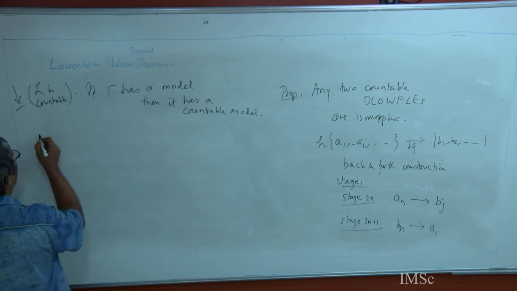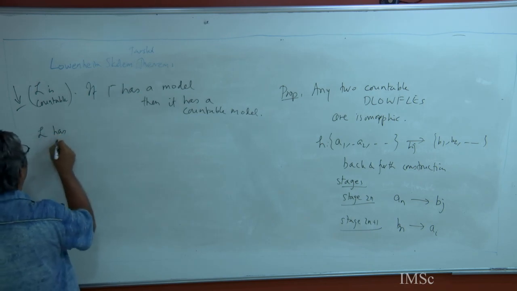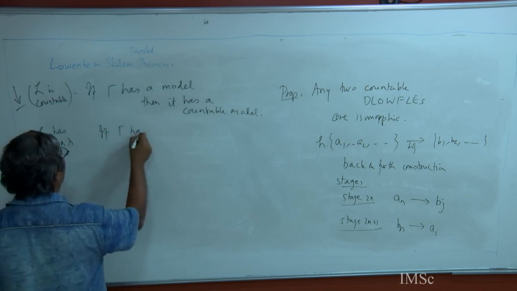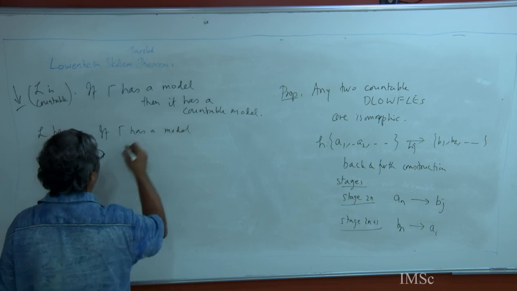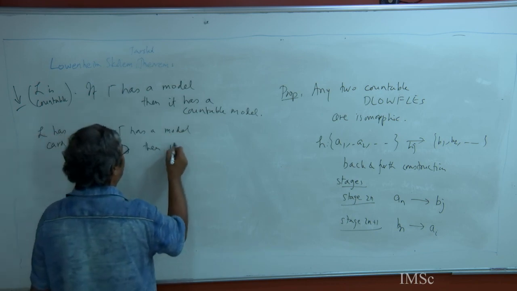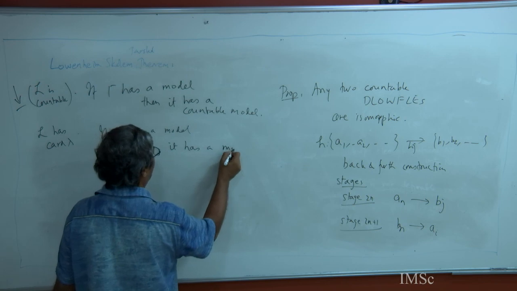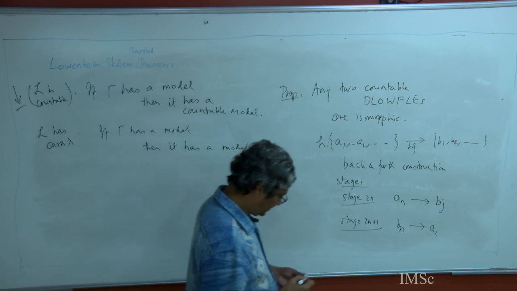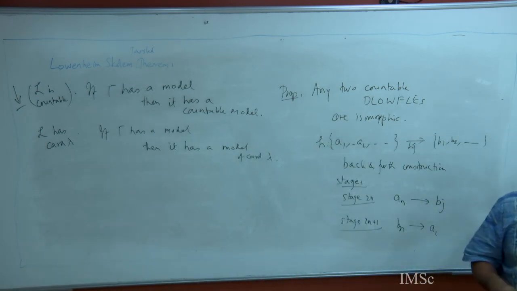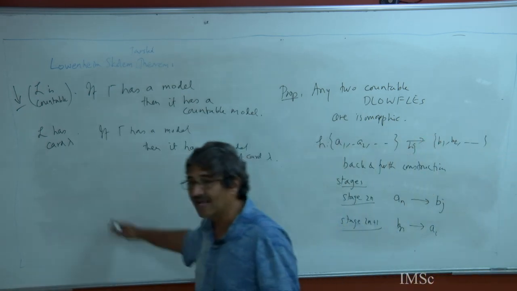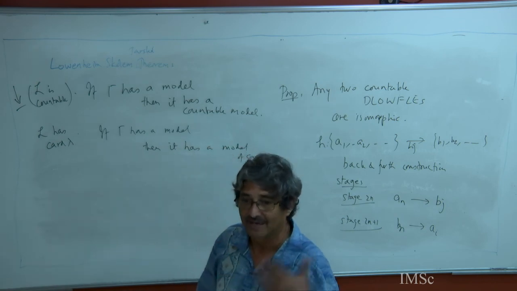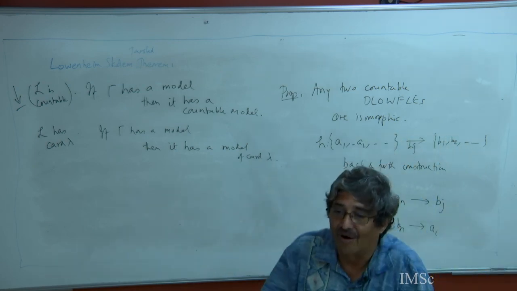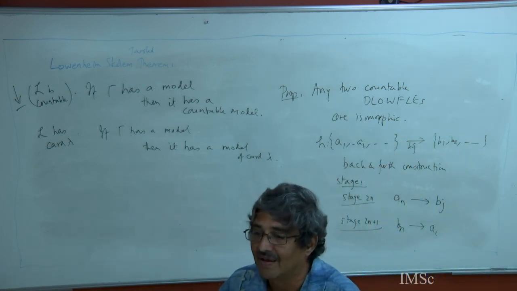If in general L has cardinality lambda, now you can strengthen this to: if gamma, a set of L formulas, has a model, then... If you happen to have a language whose cardinality was lambda, not just countable, but arbitrary cardinality, that means you have to prove the completeness theorem for it. We did the completeness theorem for countable languages.